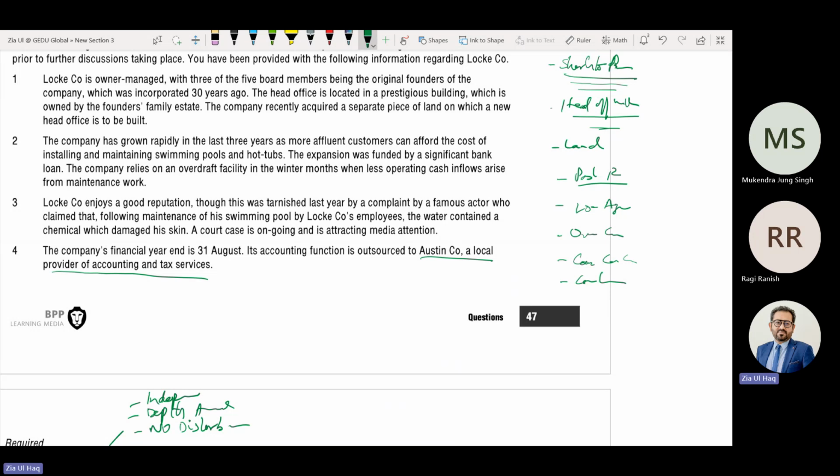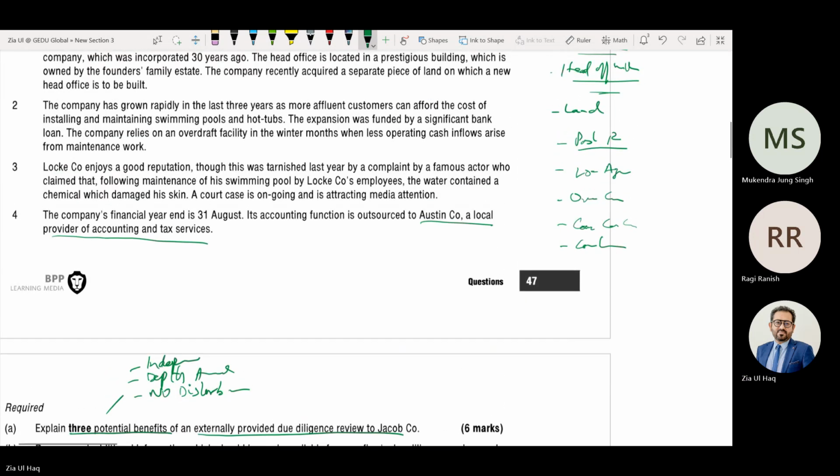Is that finished? This is the due diligence question. From the investor's point of view, relating to these issues, what documents you will see and why you will see those documents, you need to explain in English.